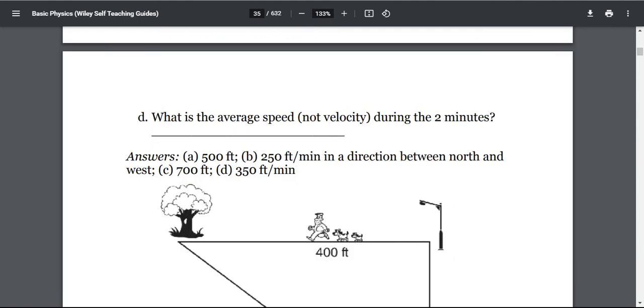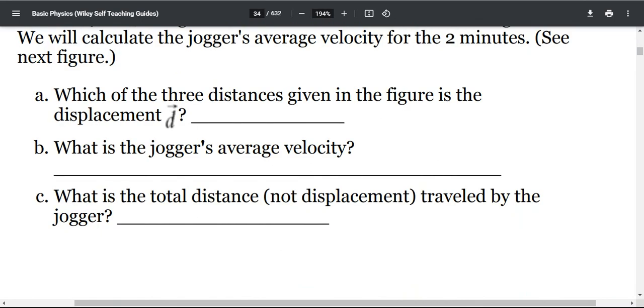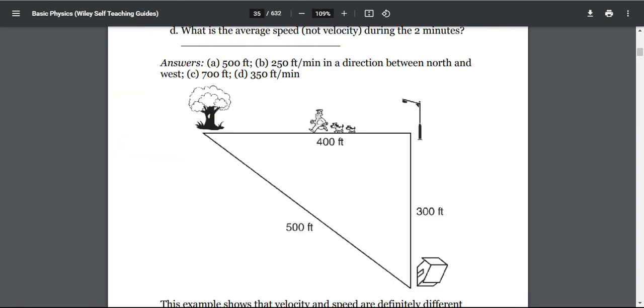The answer is, because the jogger leaves his house and reaches his house again, so the displacement D arrow is 500 feet. The jogger leaves his house and runs 300 feet to the street lamp. Again he goes to the oak tree for 400 feet. After the oak tree he reaches his own home after 500 feet. So the starting point is home and the finish point is home. So the answer is 500 feet.